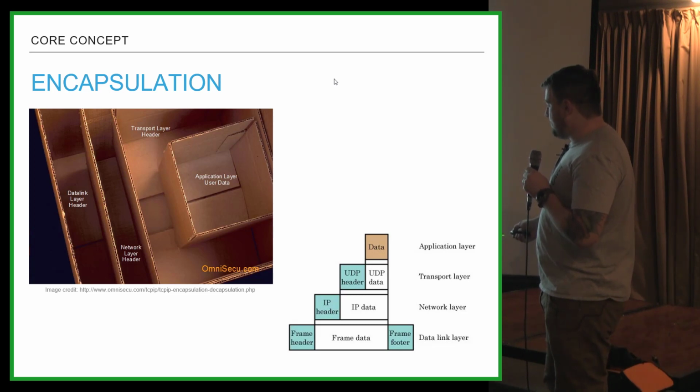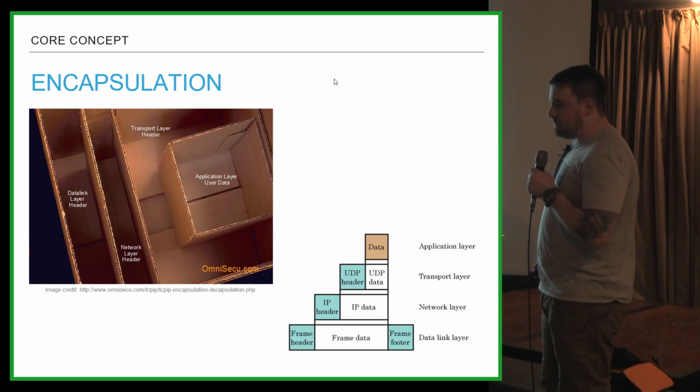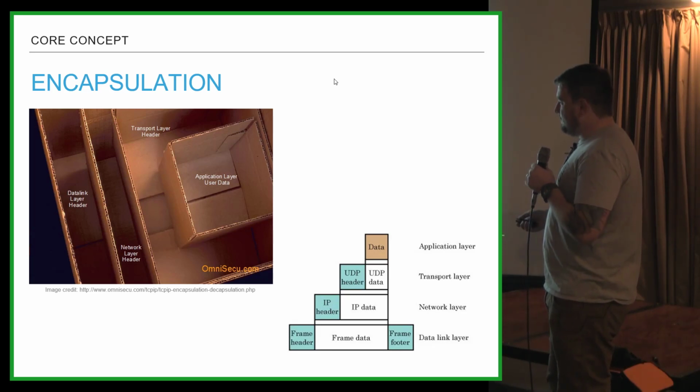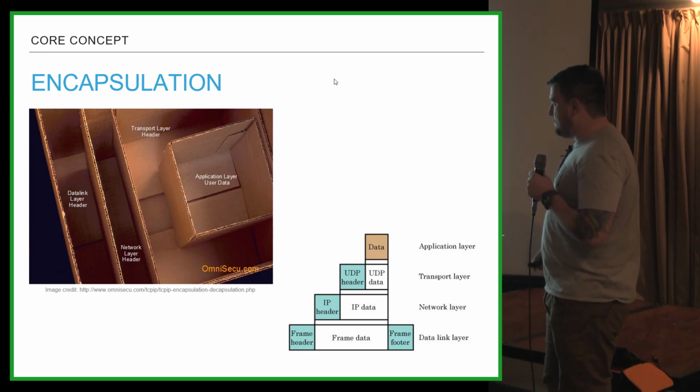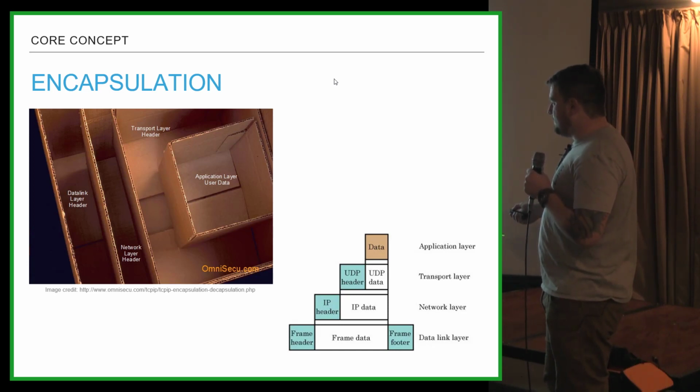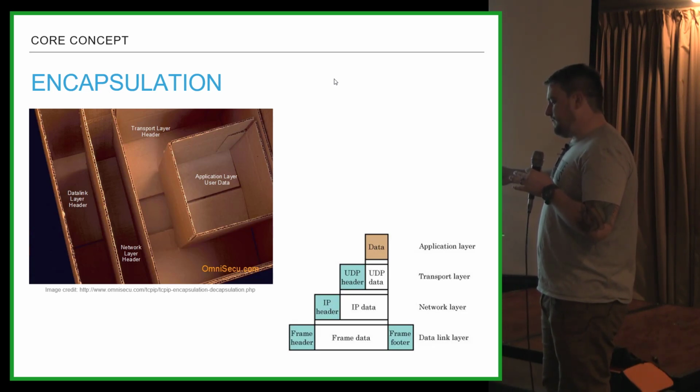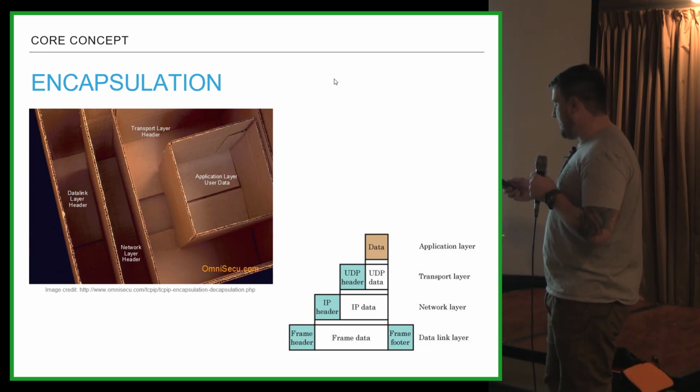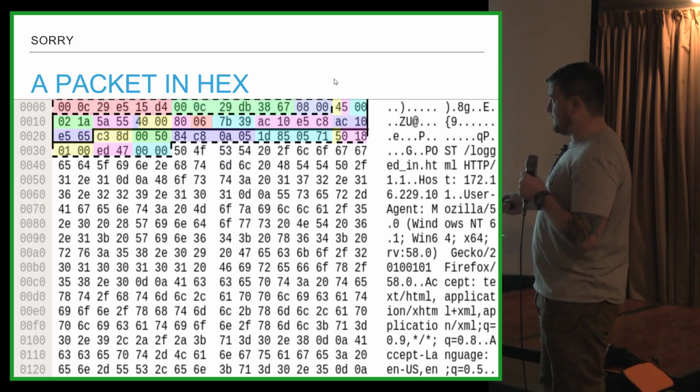I chose this picture because it shows that the frame is the only one that really gets a footer, which is kind of interesting. UDP doesn't have one, TCP doesn't have one, IP doesn't have one, so there's no pointer to the end. It stops when it stops. So I think that's enough for encapsulation.